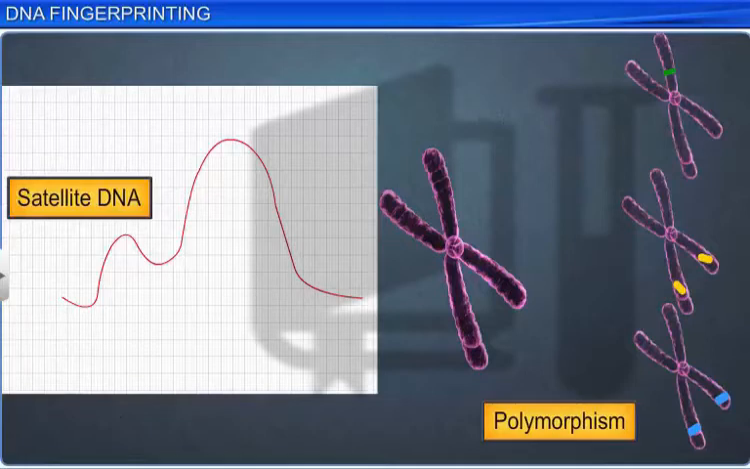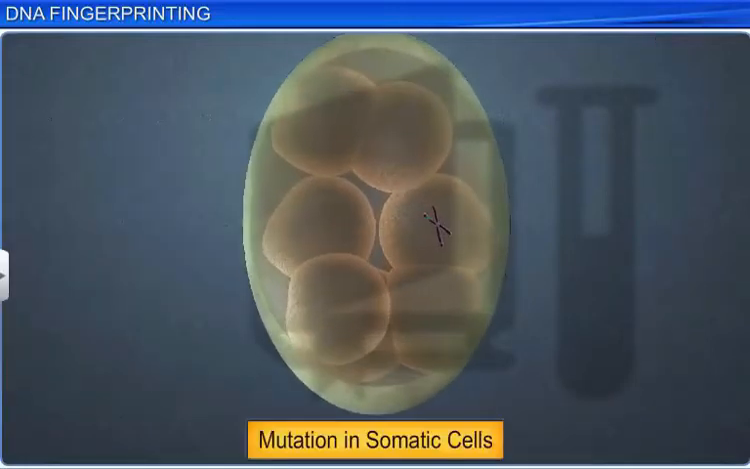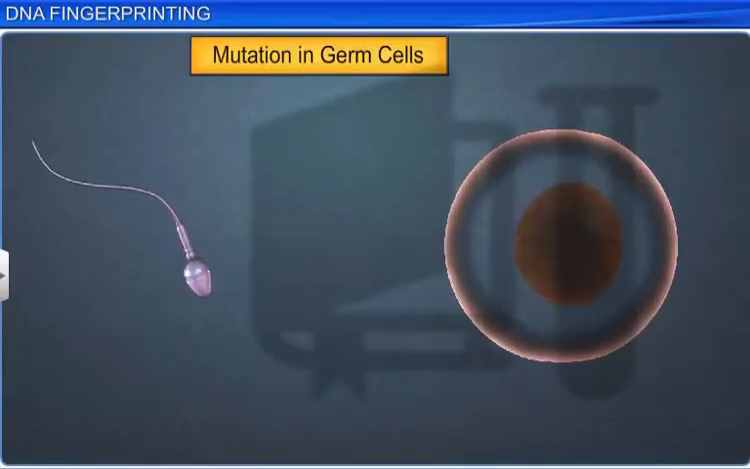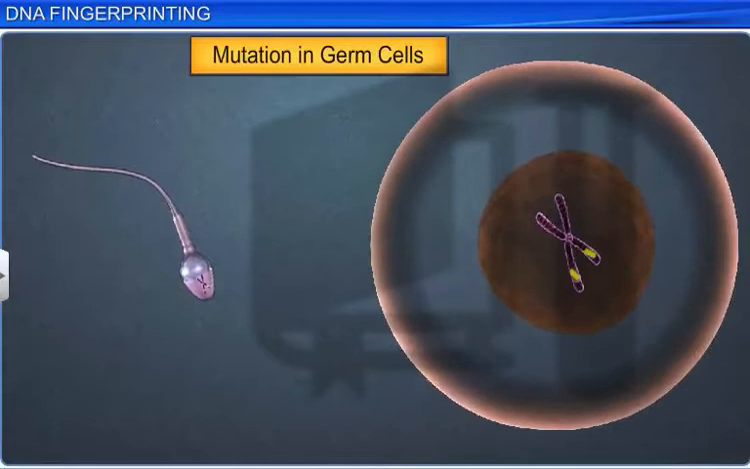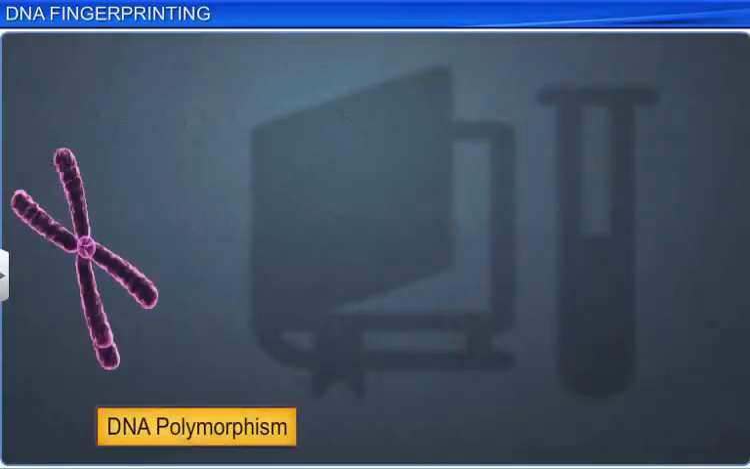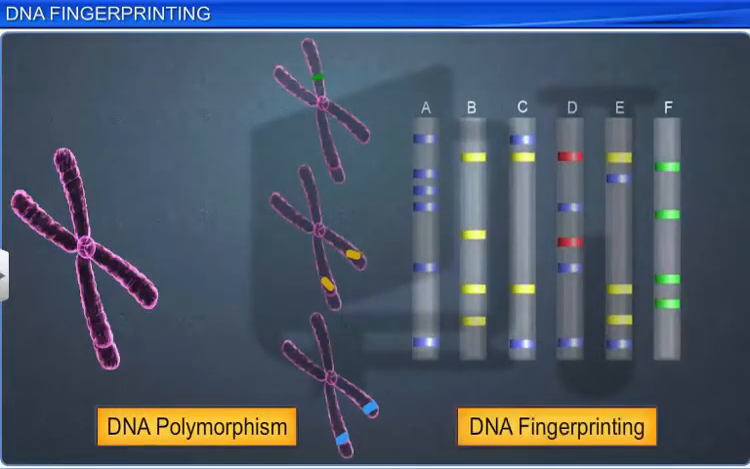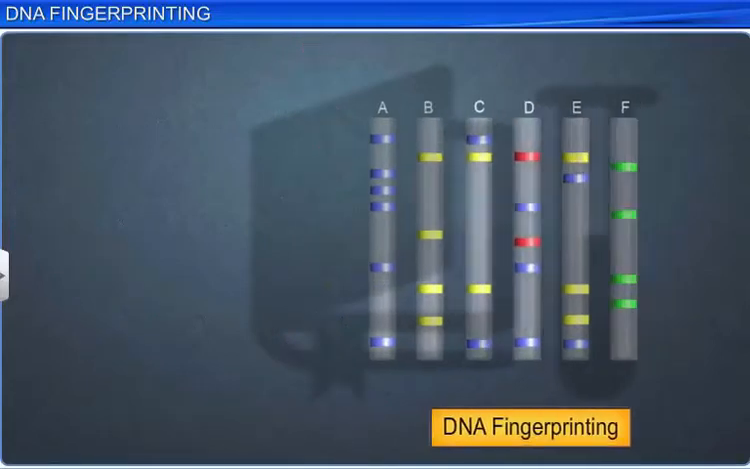DNA polymorphism is the result of mutations in either somatic cells or germ cells, which accumulate over generations. DNA polymorphism is the guiding principle behind genetic mapping and therefore helps in the DNA fingerprinting technique. The DNA fingerprinting technique was developed by Alec Jeffreys.